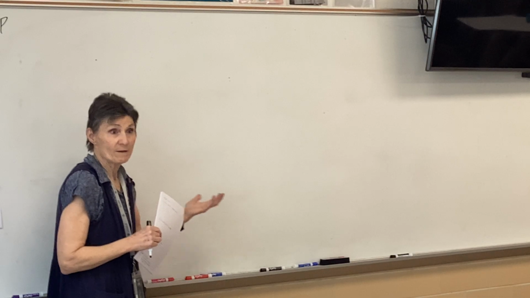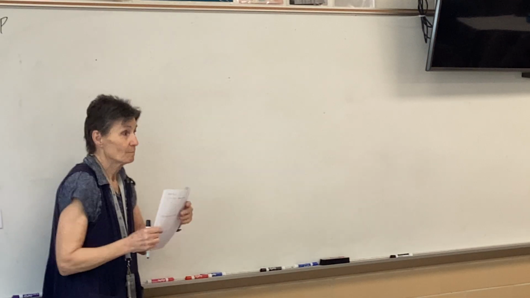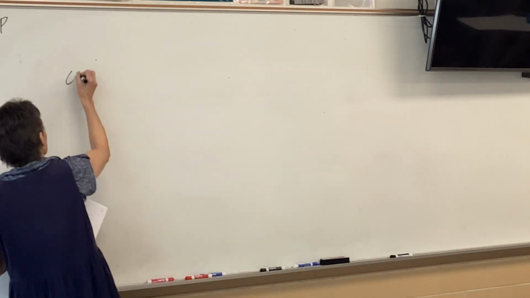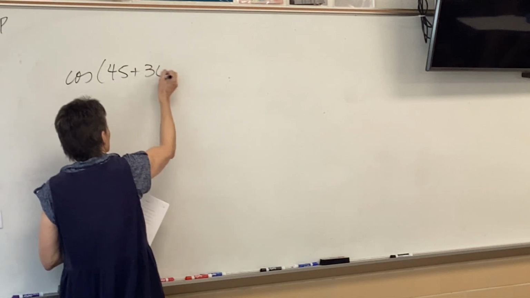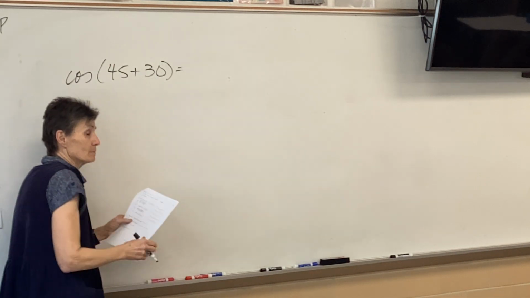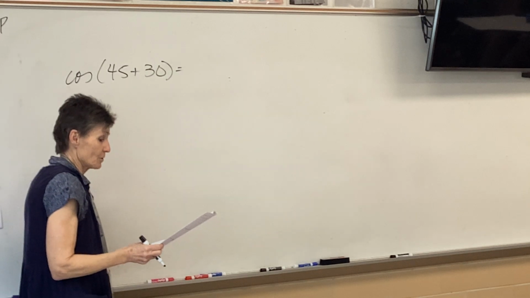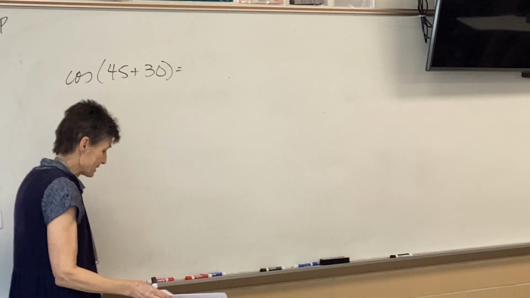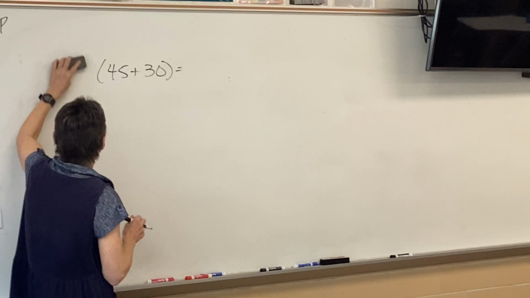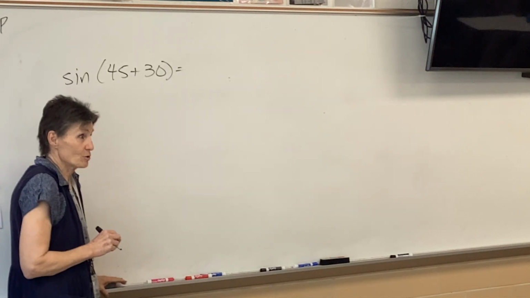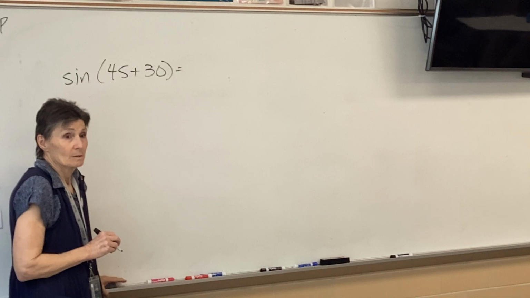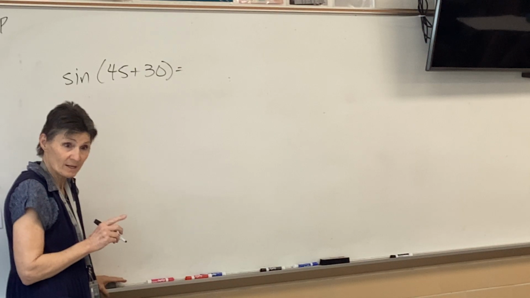Oh, 45 plus 30. So I'm gonna do it that way, if it's okay, because it's easier and it doesn't matter. So you want the exact value of sine 75. So 45 plus 30. So that's u plus v.